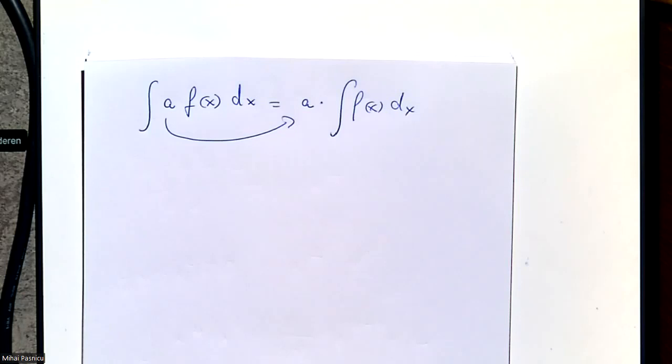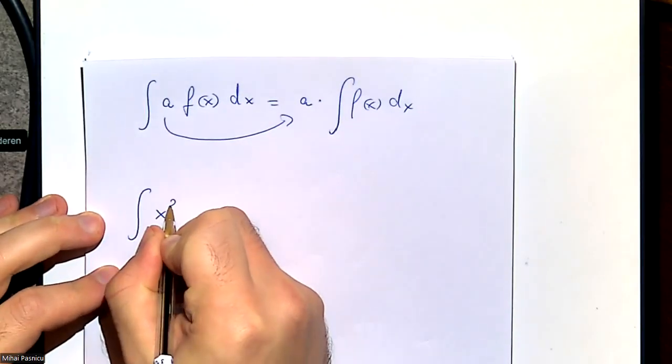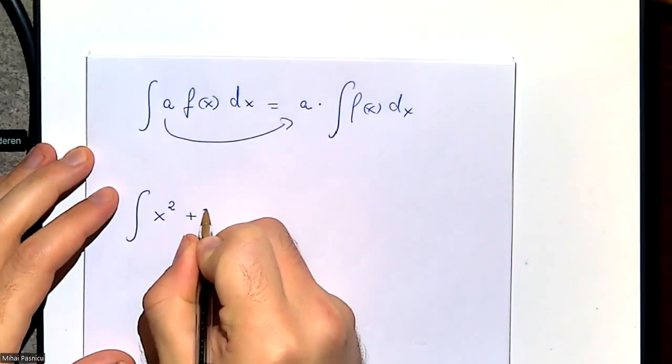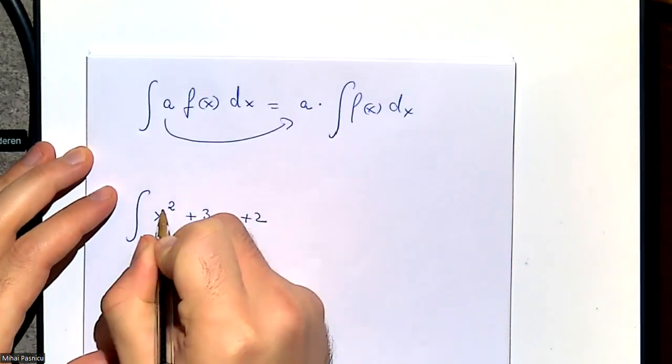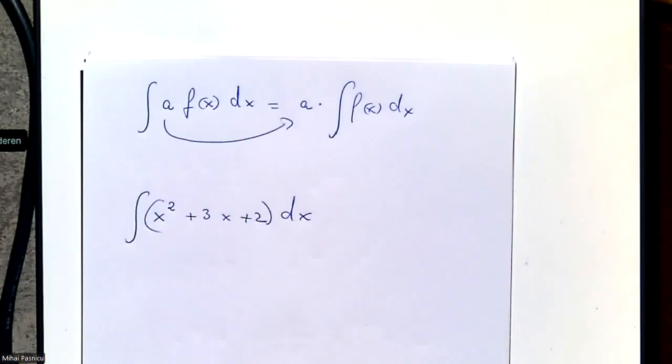Well, let's take this one. Integral of x squared plus 3x plus 2 dx. Okay. So here's how we're going to do it. I'm going to solve this one, and then I'm going to give you an exactly similar one, and I'll give you 5 minutes to solve it.